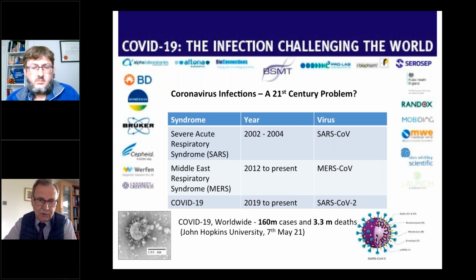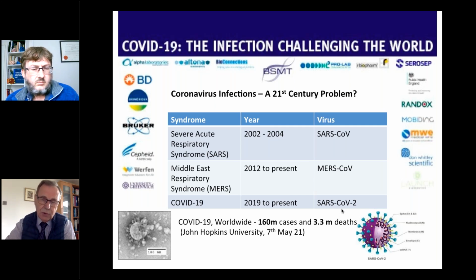This virus is thought to be linked to camels, and is obviously therefore a zoonotic infection. And then, of course, we are all in the situation that we are now with COVID-19, caused by SARS-CoV-2 virus. This is currently ongoing across the world.